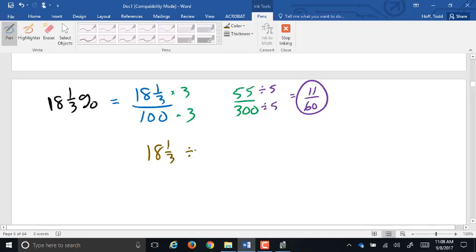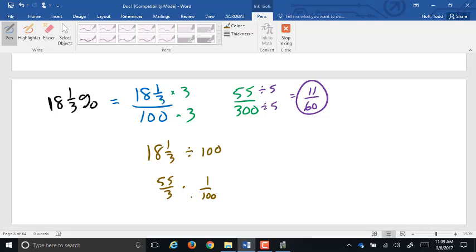Oh, sure, you got 55 over 3. Yep. So you divide it by 100 like this. So this becomes 55 over 3 times 1 over 100. Okay, perfect. That works too. That's just dividing it out like the second way we did it.